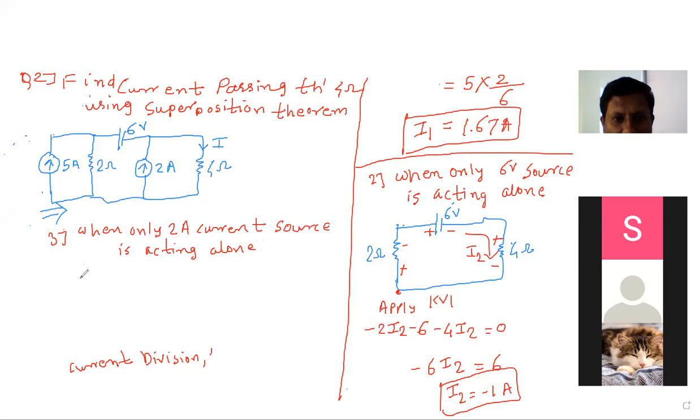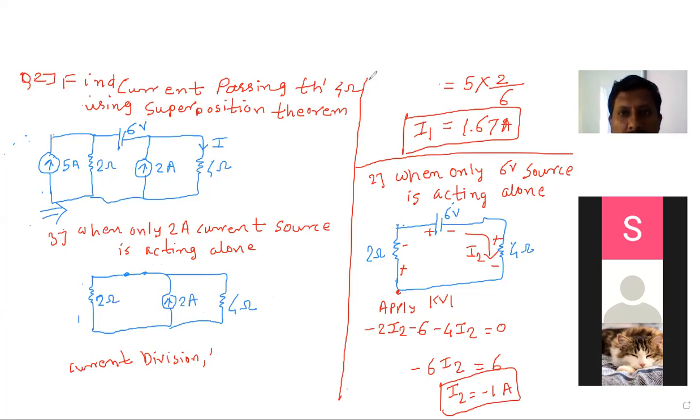So what about the 5 ampere? That is open. The 6 volt is getting shorted. I will keep only the 2 ampere current source as it is. The remaining current source is open and the remaining voltage source is shorted. And this value is 2 ohm. Now, what will be the current value? We have to select that, it is I3.